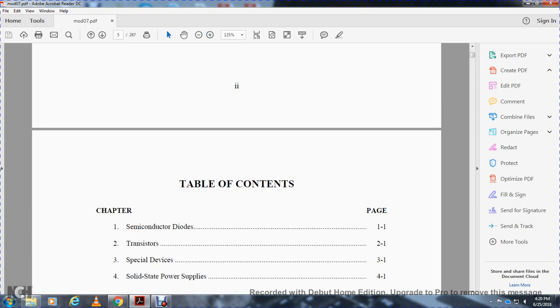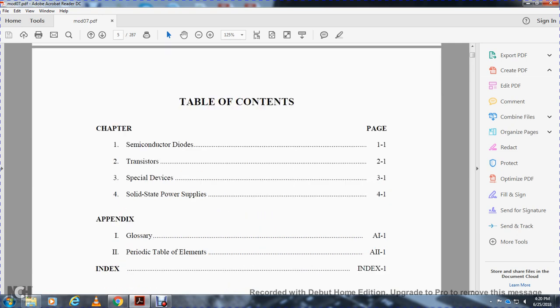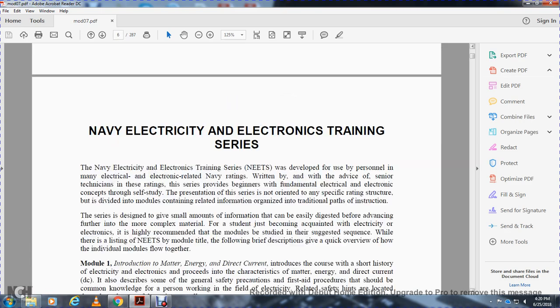Chapter 1, Semiconductor Diodes. Chapter 2, Transistors. Chapter 3, Special Devices. Chapter 4, Solid-State Power Supplies. Appendix, Glossary, and Periodic Table of Elements, Index.